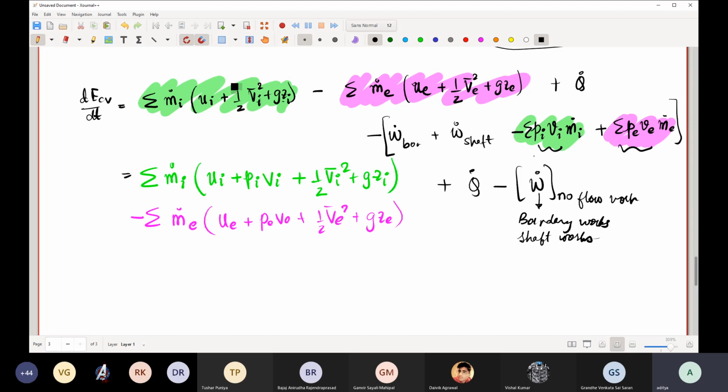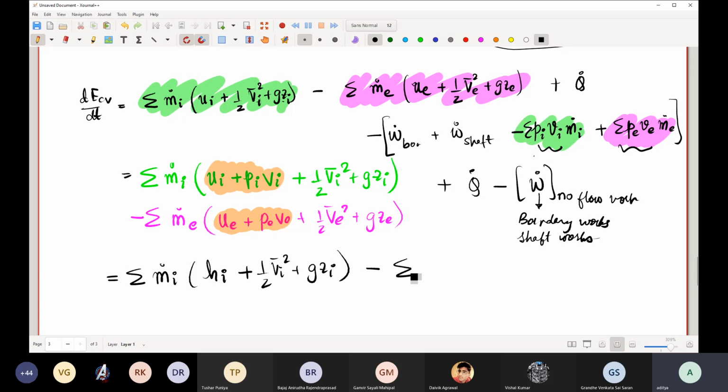Now, who can tell me what this is? This and this. Enthalpy. Very good, it is the enthalpy. So we have summation m dot i, hi plus half vi average squared plus g zi, minus summation of m dot e, he plus half ve squared plus g ze, plus Q dot minus W dot.